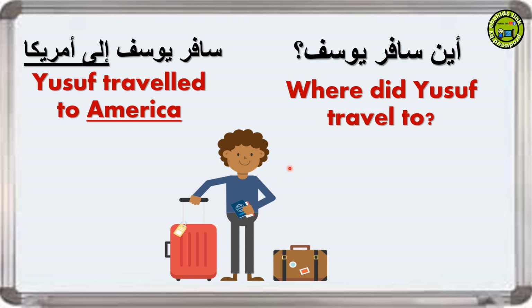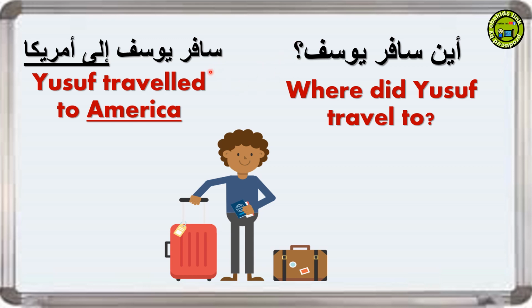Here is another example. أين سافر يوسف? أين is the interrogative particle, سافر is the verb, and Yusuf is the subject. أين سافر Yusuf means where did Yusuf travel to? As you can see, سافر is not present tense, but it's past tense this time. And أين is used to ask about where did Yusuf go. سافر is past tense, not present tense this time around.